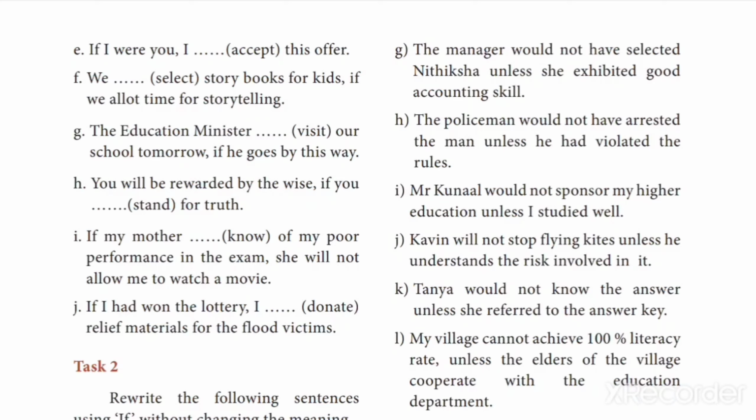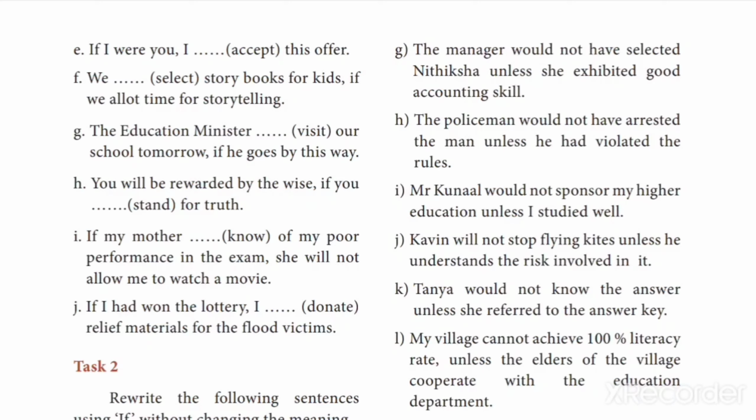Coming to the last one in task number 1, J. If I had won the lottery. See the combination in the if clause, had won. It is past perfect. So naturally the main clause must be would have plus past participle because it is in the third conditional. That we come to know by the verb combination or the tense form in the if clause, had plus PP.